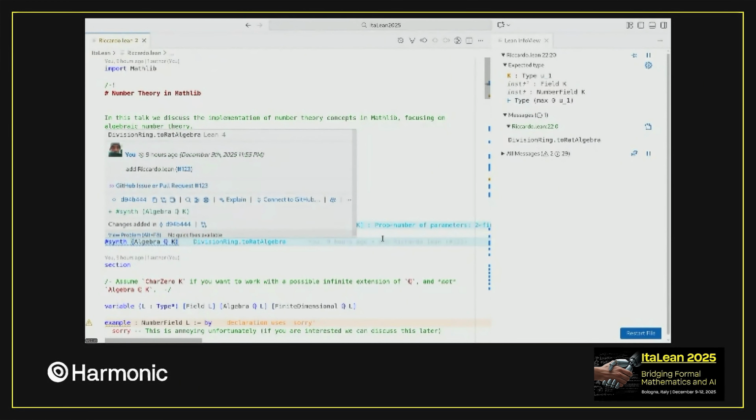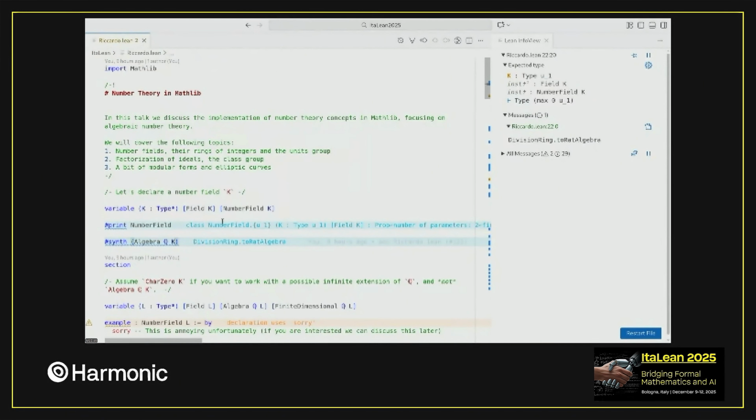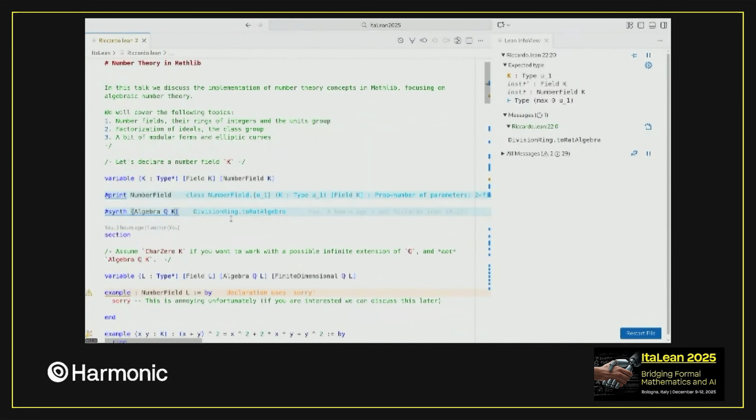Okay, now a slightly more advanced observation is that maybe in your mind, and not only in your mind, you think that Algebra Q K is exactly the same as the fact that K is of characteristic zero. This is, of course, mathematically correct, but my suggestion is, if you want to do number theory, just always assume characteristic zero. Never write Algebra Q K.